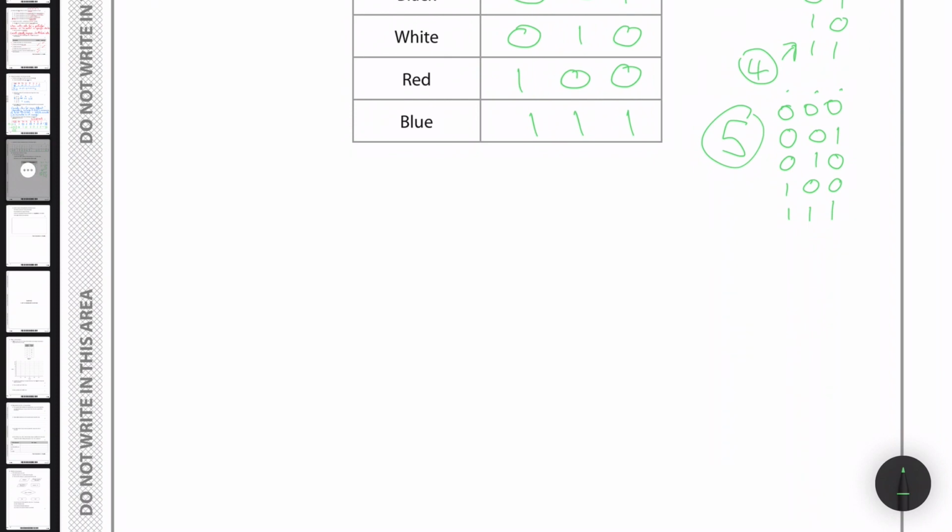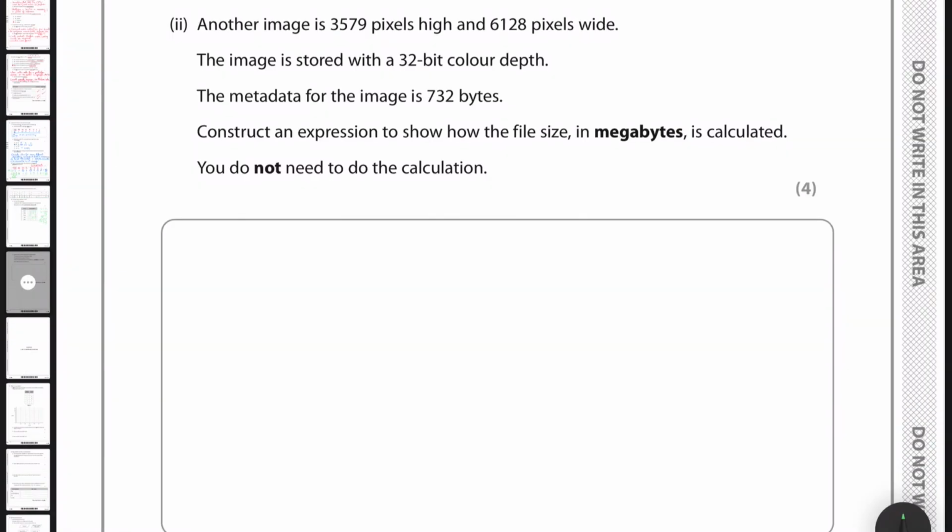These are all unique. Another image is 3,579 pixels high and 6,128 pixels wide. The image is stored with a 32-bit color depth. The metadata for the image is 732 bytes, basically the location of it and when it was taken, the date. Construct an expression to show how the file size in megabytes is calculated. You do not need to do the calculation.